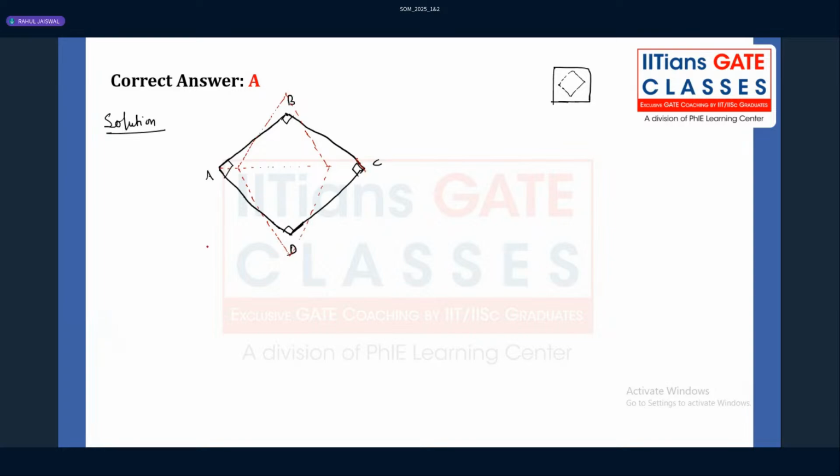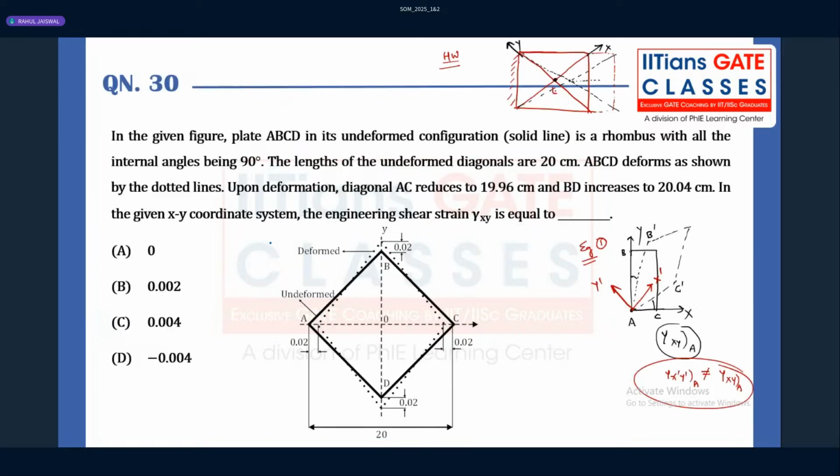And they have given the coordinate system as x and y like this. The dimensions, initially it was 20 centimeter, it is getting reduced by 0.02 centimeter here. All the units are in centimeters. So it is getting increased at B by 0.02, and at A it is getting decreased by 0.02. Just check it out.